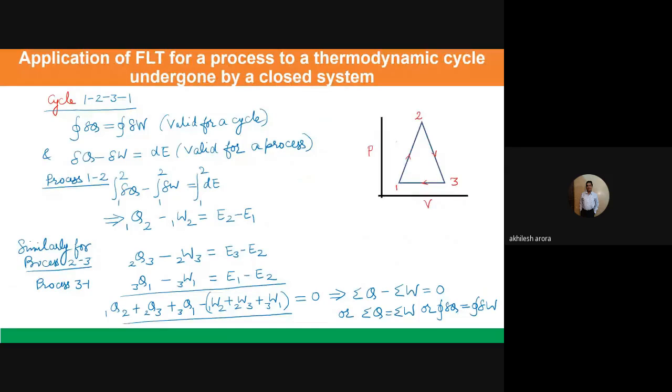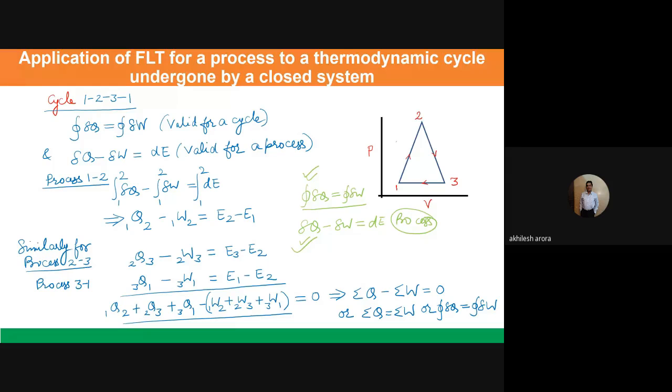I said that now there are two equations for the first law of thermodynamics. One is cyclic integral of delta Q is equal to cyclic integral of delta W. This is for the first law of thermodynamics for a cycle. And then I can also apply the equation delta Q minus delta W is equal to dE. This is valid for a process. So both these equations are to be used. This is for a thermodynamic cycle and this is for a process.